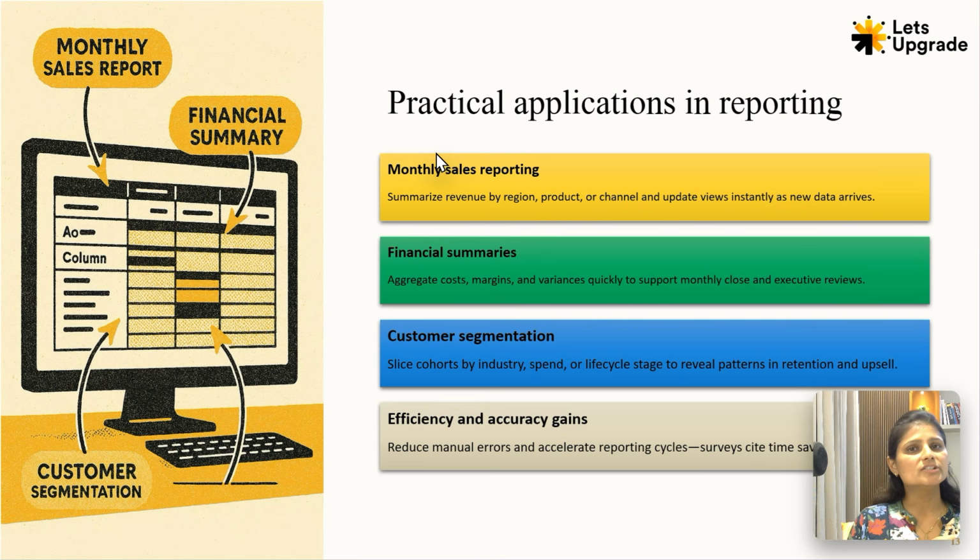If I talk about financial summaries, I can have my aggregate cost here, I can set the margins, and I can quickly analyze my monthly close. When I talk about customer segments, like we said before, we can easily check in which areas our cohorts are, and then I can filter and find out, with respect to their age grouping, which cohort has maximum sales in a particular area. So I can analyze multiple parameters on the same pivots.